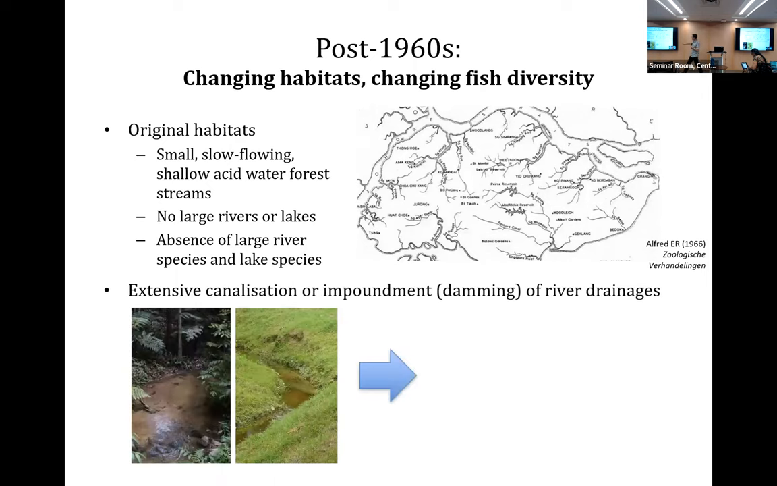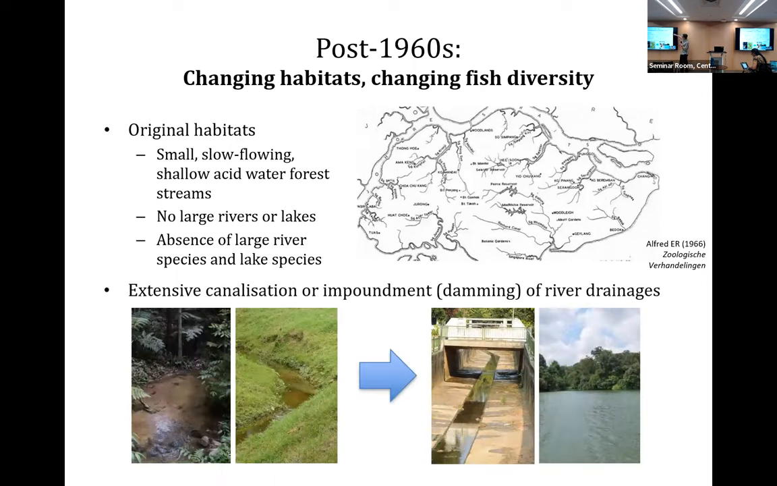And so typically, this is what Singapore looked like in the 60s. In the 60s, I think we only had, at that time, only three reservoirs. The rest were all not dammed up yet. So most of them were small little rivers. But in the 60s and 70s onwards, there was extensive damming of river mouths.